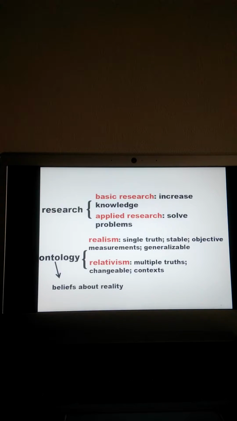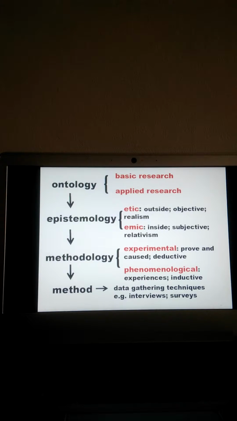And opposite to realism, relativism is that there are multiple truths and they can be changeable because they are shaped by context, and the truth evolves and changes and it may be used in similar contexts. So to some extent it can be known through qualitative research, and ontology can indicate epistemology, epistemology can indicate methodology, and methodology can indicate method.